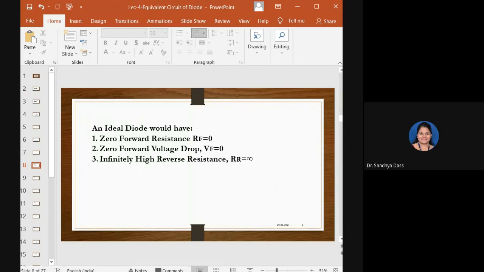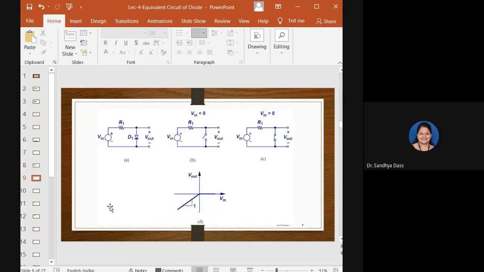Are you all with me? So this is another circuit where you can analyze the working of a circuit with the diode. See, it is connected in parallel here. This is the DC supply or the source Vin, and the resistor, and the diode is connected here in parallel. If the applied voltage Vin is less than 0, the diode will not conduct, so it acts as an open circuit. So the output you get will be simply Vin, what is applied here.